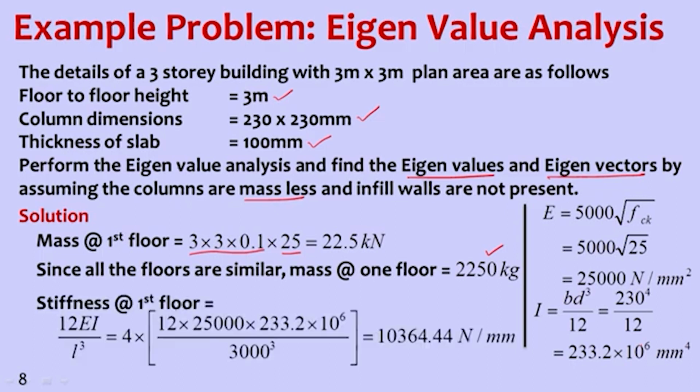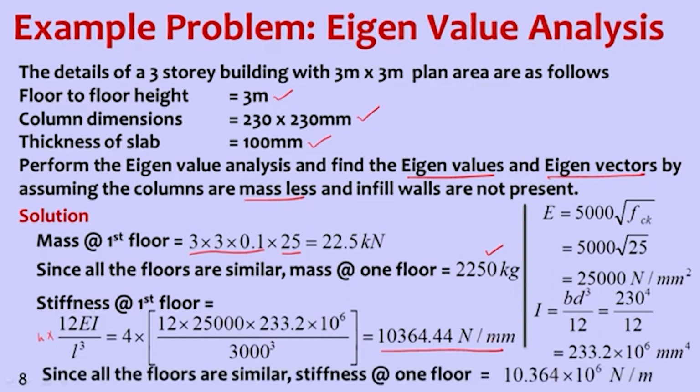So, now we need to calculate stiffness. The stiffness of one column is 12 EI by L cube. Since 4 columns are present on each floor, we take 4 multiplied by 12 into E, which is 25,000. So, we are substituting it here, I we are substituting from this, divided by L cube. L is 3 meters height. So, total stiffness value is this. This is the floor stiffness. Since all the floors are similar, this value is the same in all the floors.